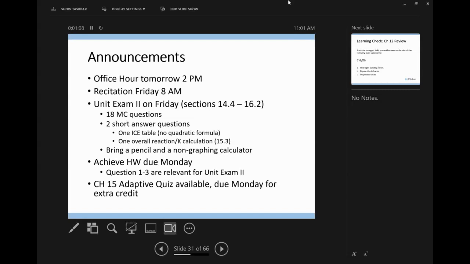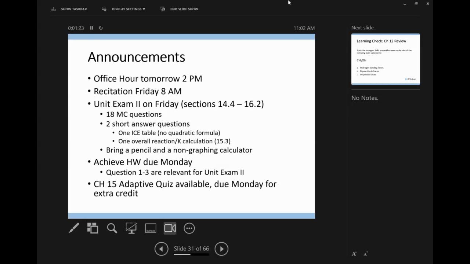So then just make sure you bring a pencil or whatever you want to write with and a non-graphing calculator. You are not filling out a Scantron, so you don't need a specific utensil. And then I'll provide the equation sheet as usual.